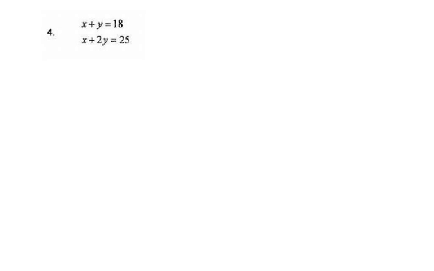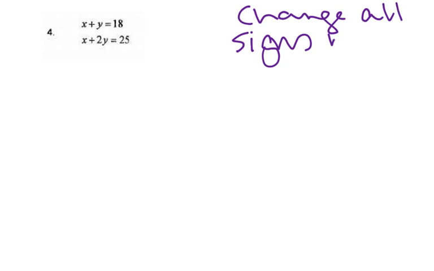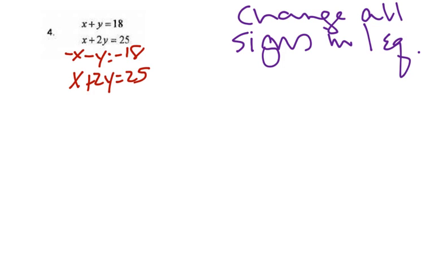Okay, notice this one. The x's have the same number at the beginning, but one's positive and the other's positive, which means that they're not going to cancel. You fix this by changing all signs in one equation, either equation. So I'm going to take this first equation and rewrite it. I'm going to change every sign. So it's negative x minus y equals negative 18. Bring down my x plus 2y equals 25. Just rewrite it again. Now I'm ready to draw a line and combine.